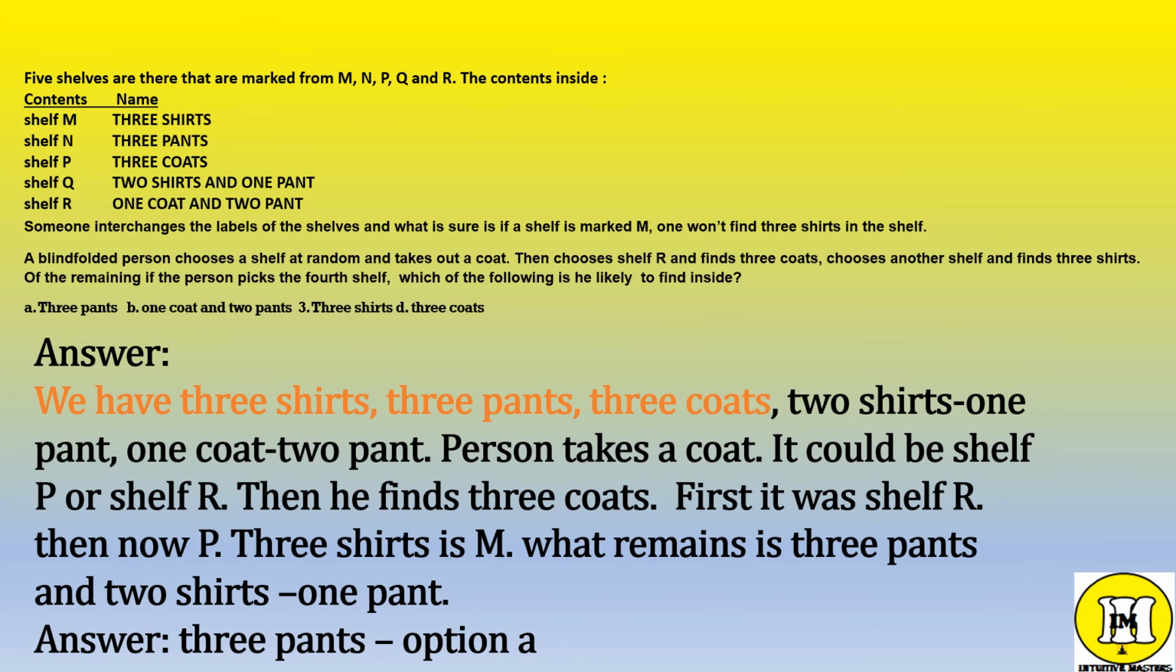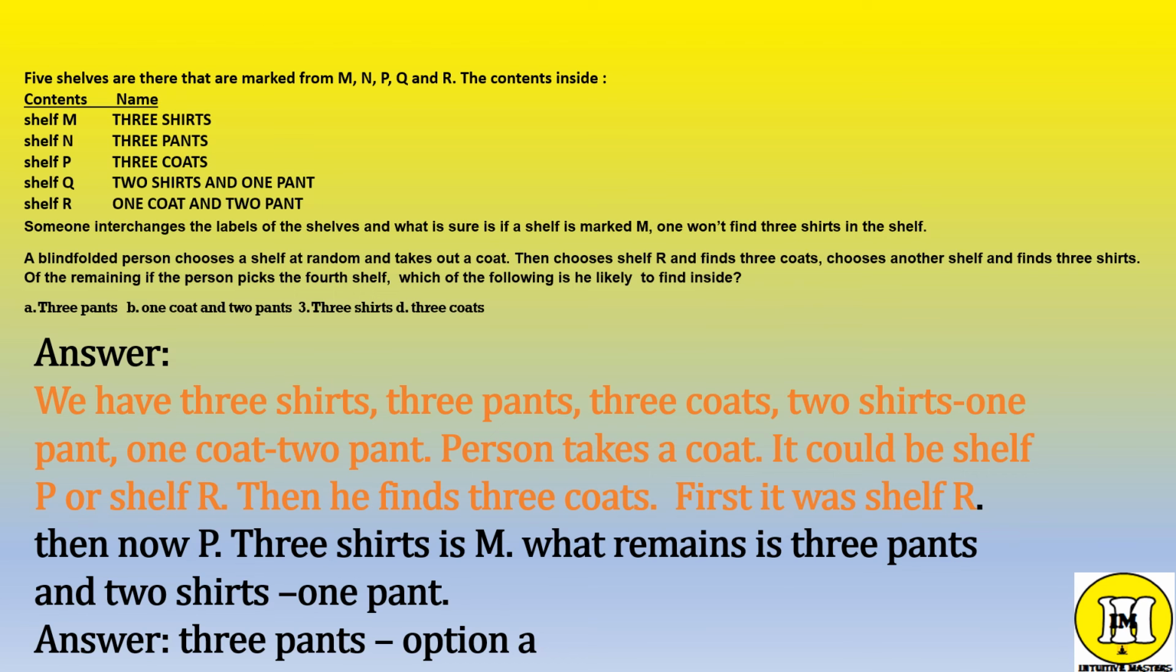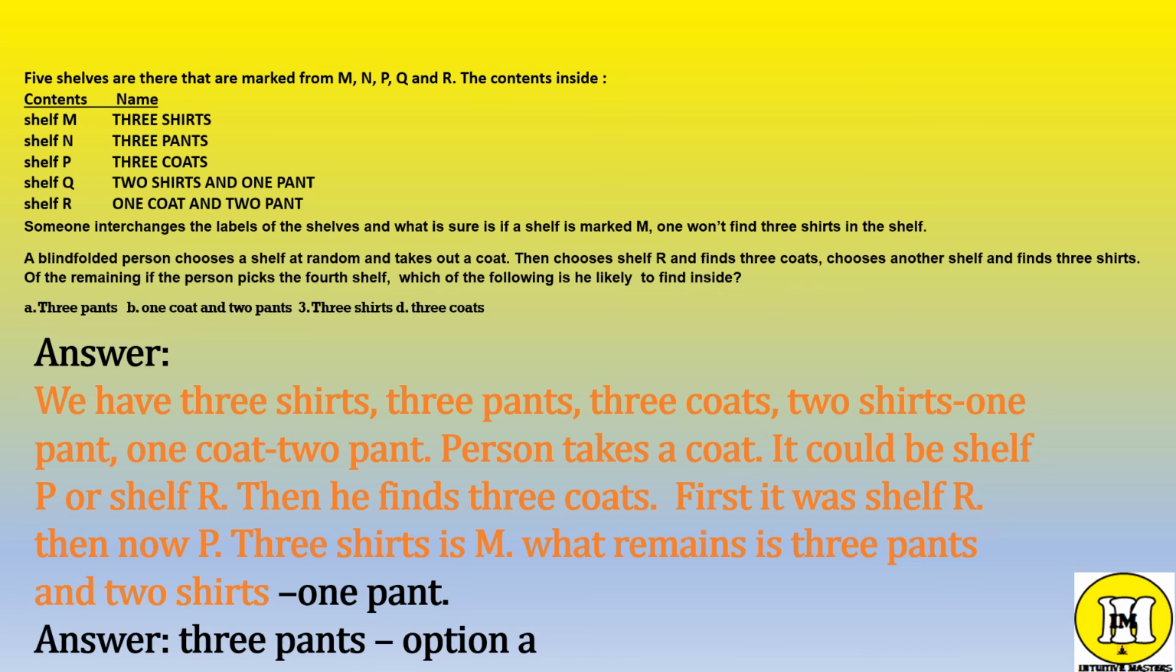We have 3 shirts, 3 pants, 3 coats, 2 shirts 1 pant, 1 coat 2 pants. Person takes a coat. It could be shelf P or shelf R. Then he finds 3 coats. First it was shelf R. Now it is P. 3 shirts is M. What remains is 3 pants and 2 shirts 1 pant. Answer, 3 pants, option A.